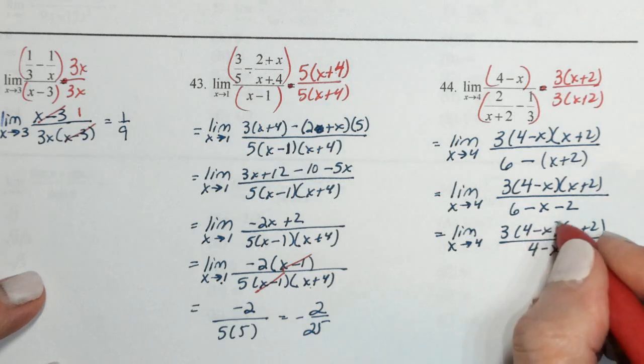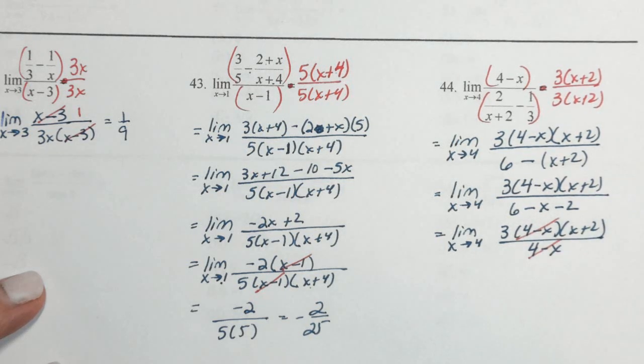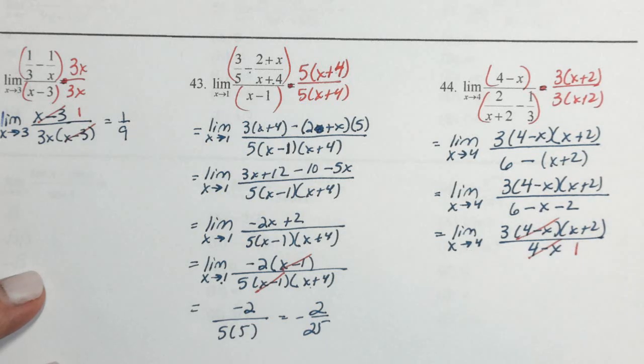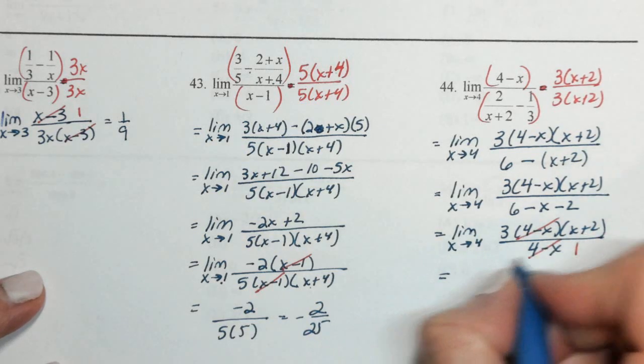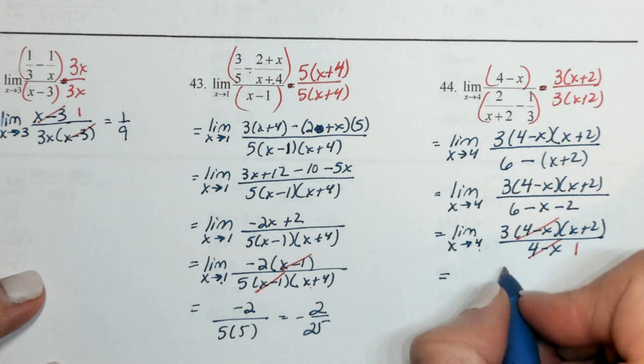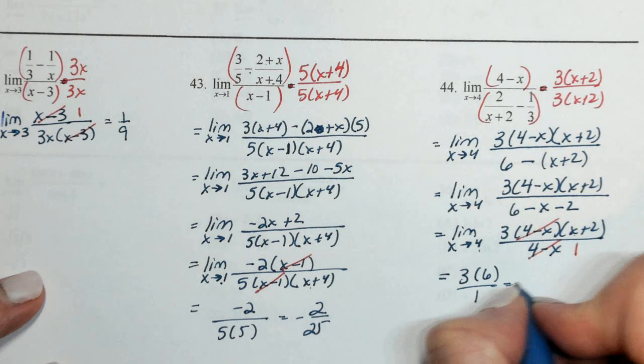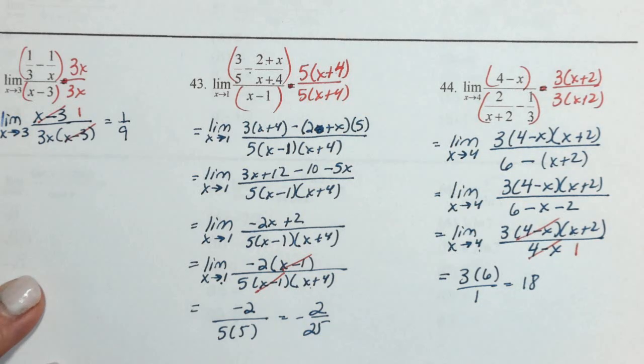The 4 minus x is reduced out, leaving a 1 on the bottom, and again we can reduce it because x is not 4. And now we put the 4 in for the remaining x's, and we have 3 times 6 over 1, which is 18. And there's page 2.